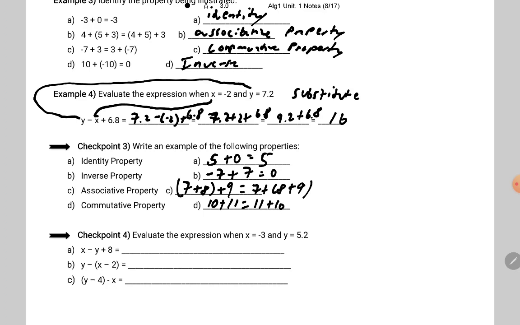Lastly, what we're doing here, we're going to take x. Every time we see an x, we're going to put -3. Every time we see y, we're going to put 5.2. So x, which is -3, minus y, which is 5.2, plus 8. So that's going to be -8.2 plus 8, which is -0.2.